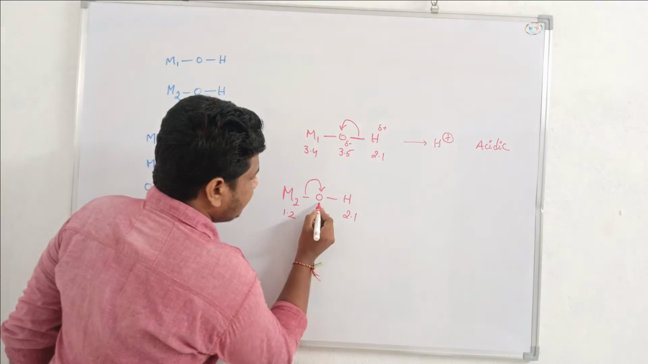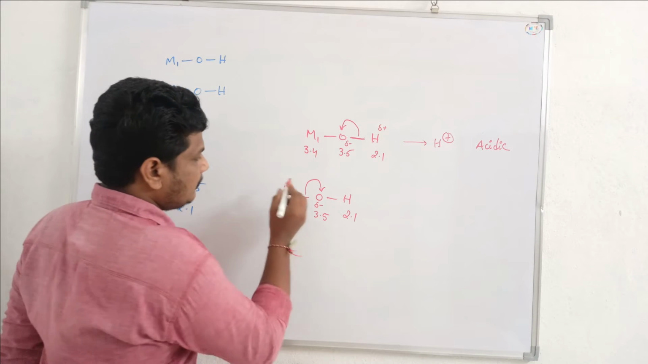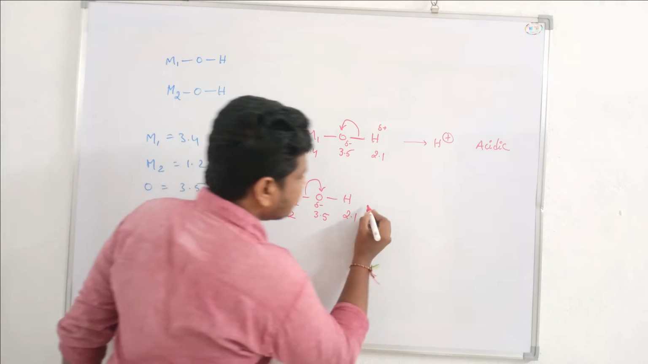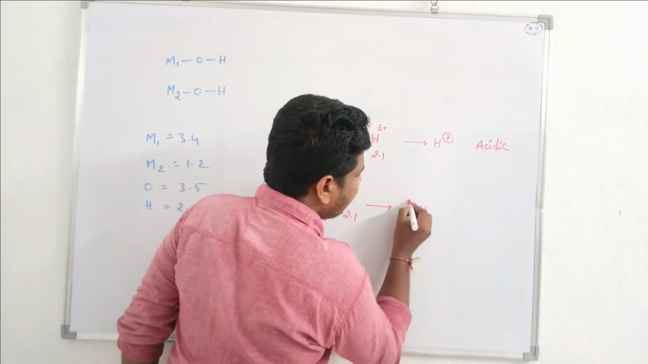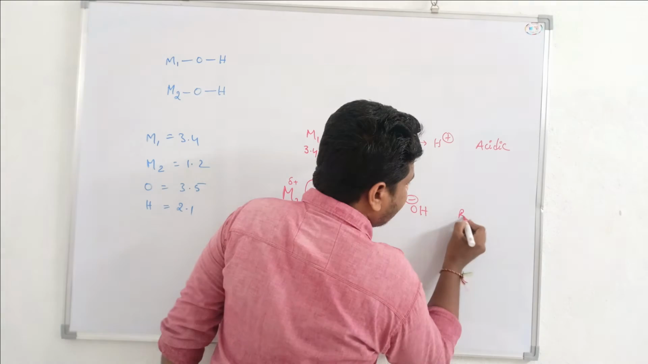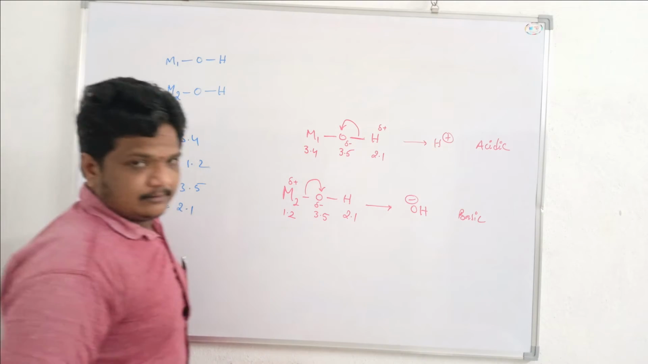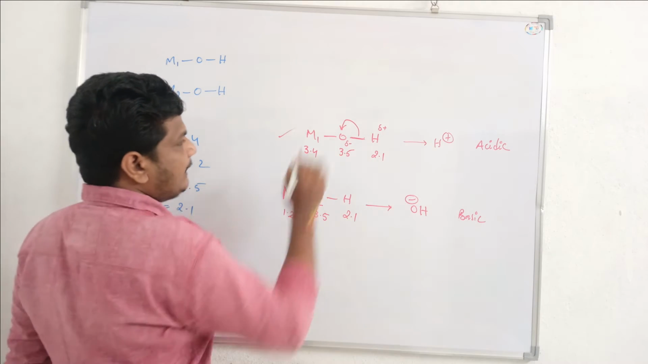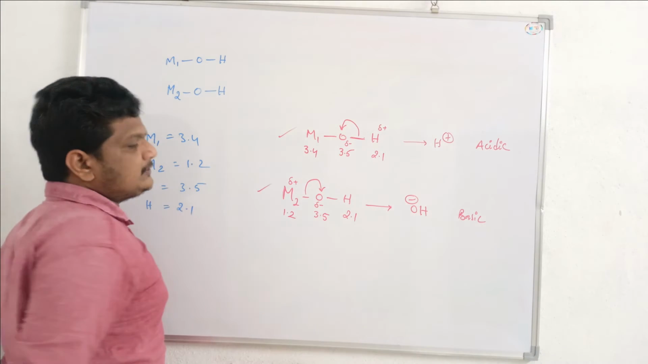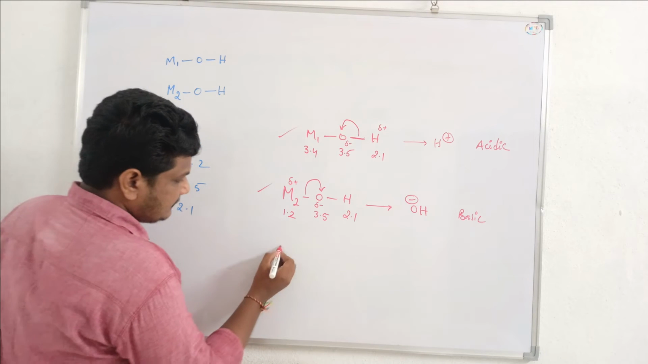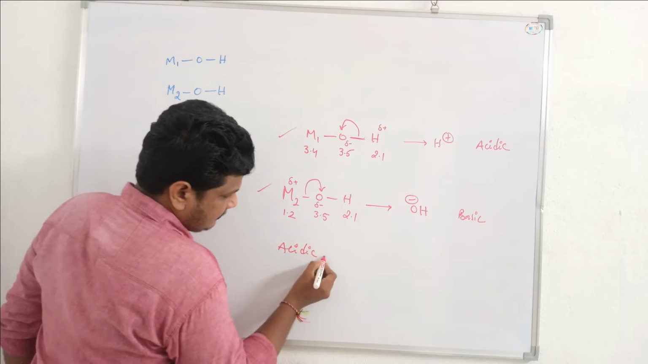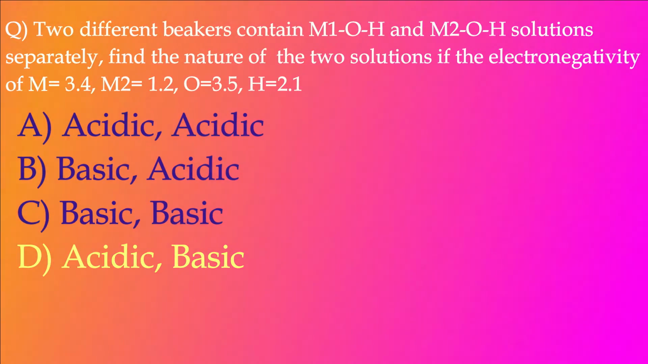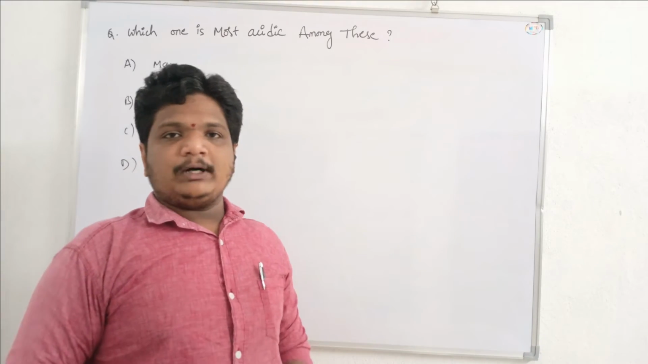So here it will be converted to OH minus, and this metal will get the partial positive charge. It means it can give OH minus ions very easily. So it will be having basic character. So here this one will be having acidic character and this M2OH will be having basic character. So it is acidic, basic. So option D is the correct answer. Okay. Now let us move on to the next question.